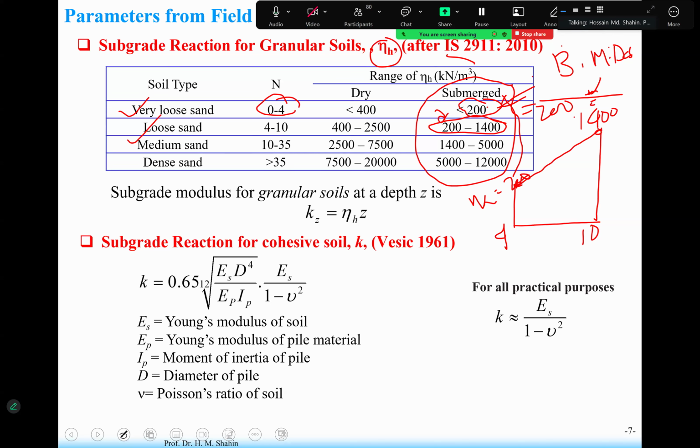Say you have a parameter that is 8. Say the average SPT N value is 8. So you will get the value from here.